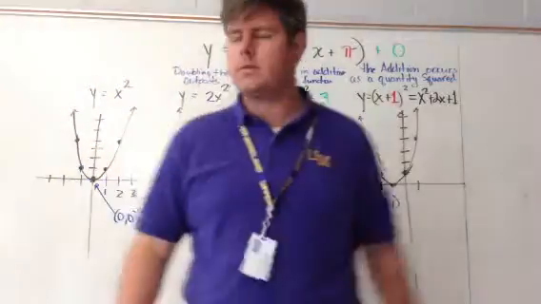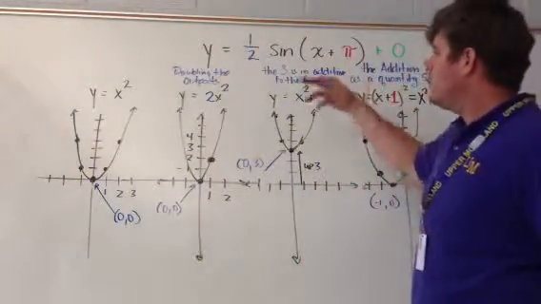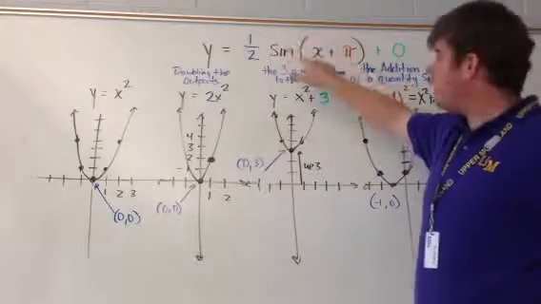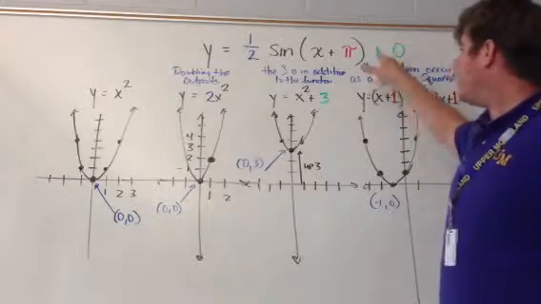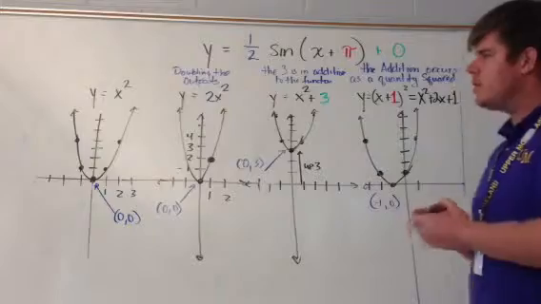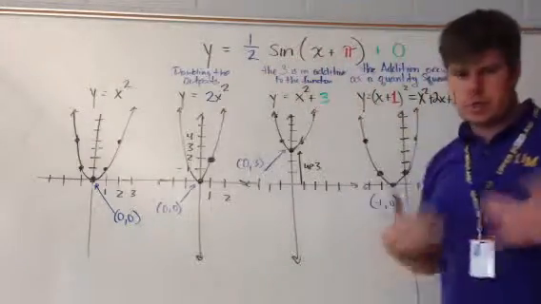We're going to talk about, very quickly, this equation y equals 1/2 sine of the quantity of x plus pi. I put a plus 0 on here. You're not going to see the plus 0, but I put it on there because I want to relate back to where all of this really comes from.